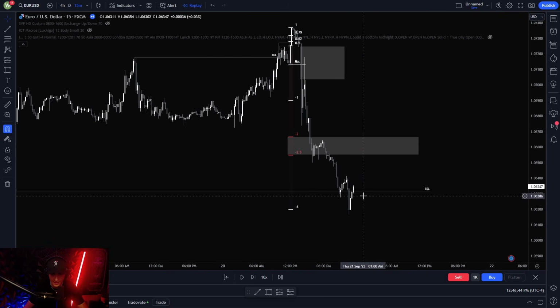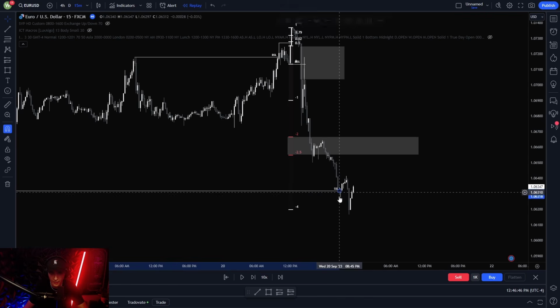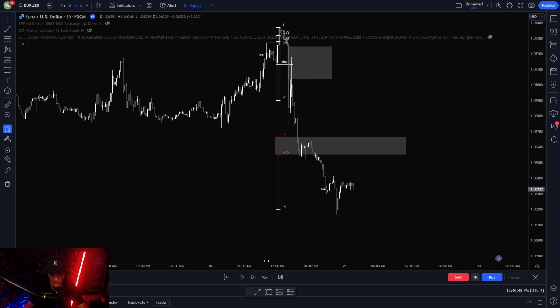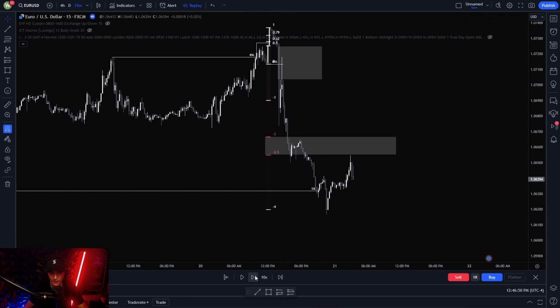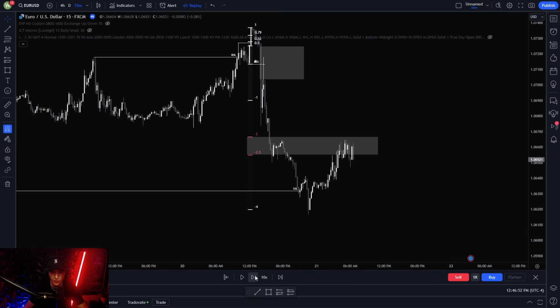And notice exactly where we end up stopping as well here. Right when we hit that 4, we automatically bounce to the upside. And notice where we go here.